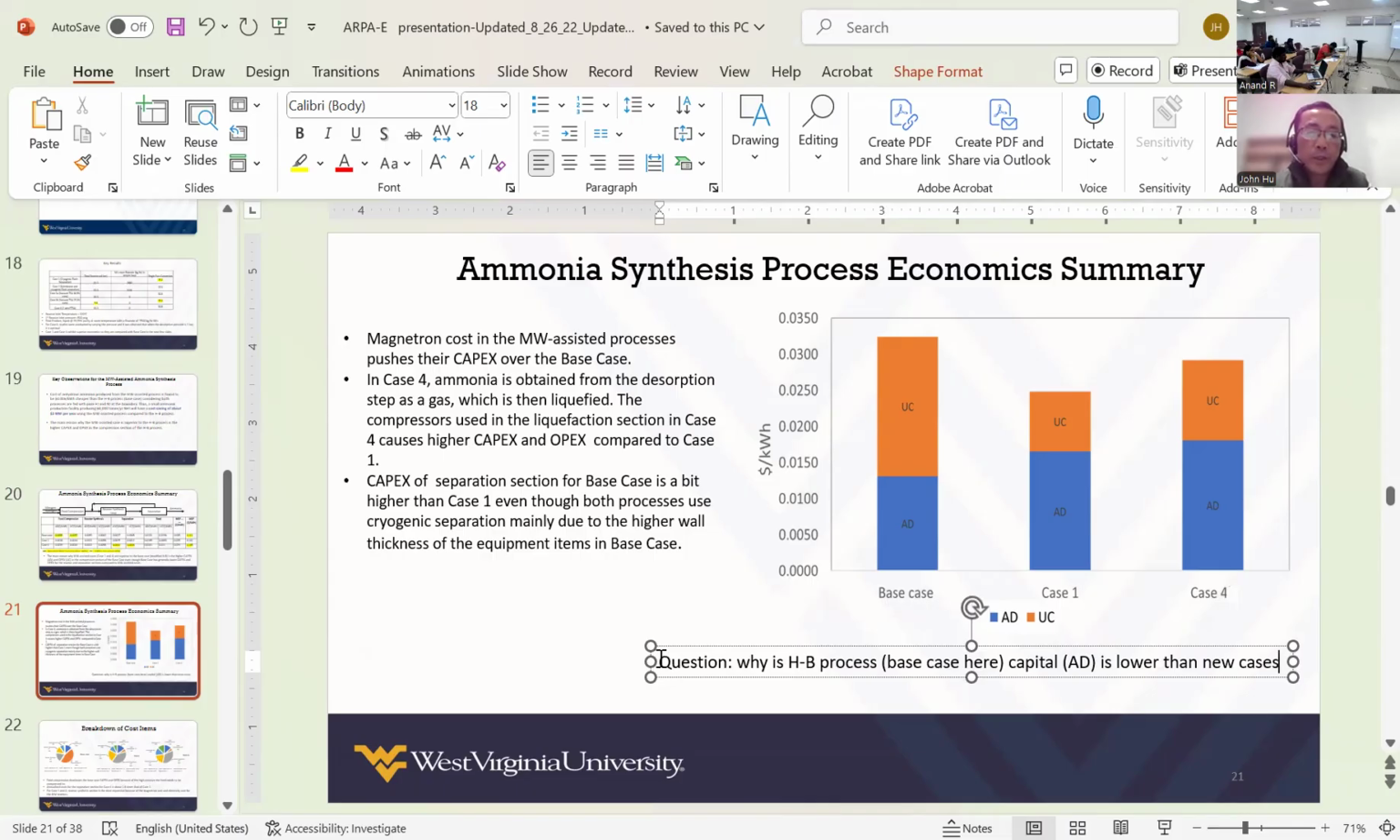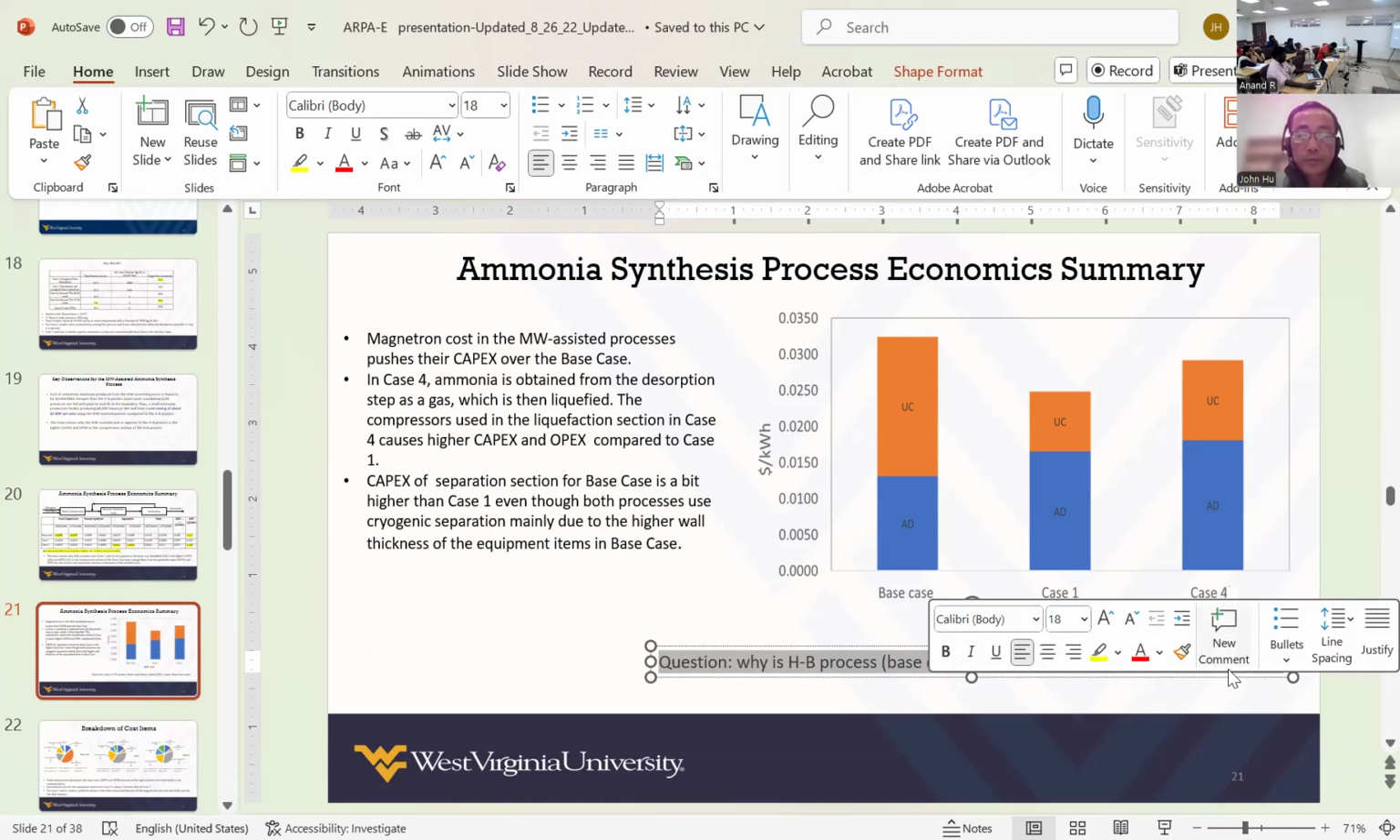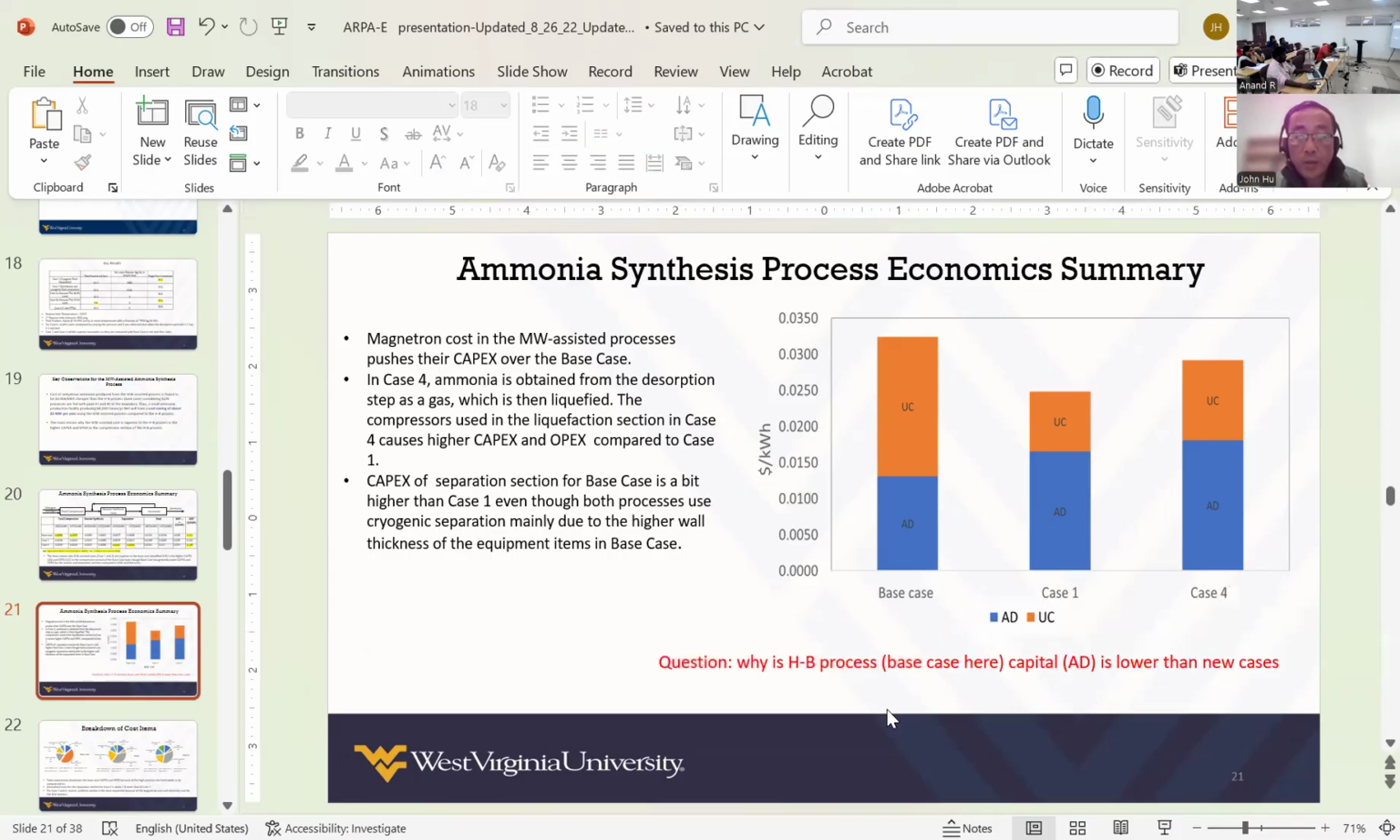Can you read my question? Anybody that can answer my question? Why Haber-Bosch process base case here, the capital cost is lower than the other two? Overall, the other two cases are much better. The total costs are much better than here. The bar of the base case is much taller. But if you look at the breakdown, actually I would say the capital expenditure of base case is not higher than the other two. So why?